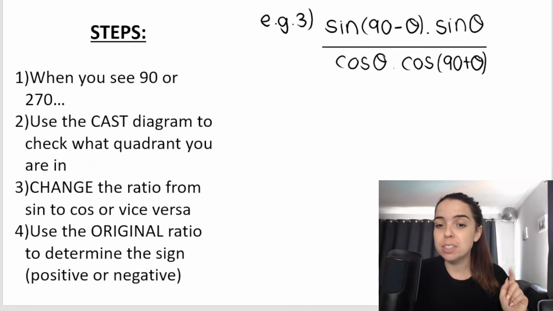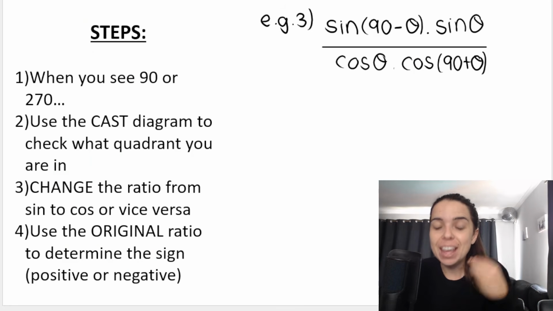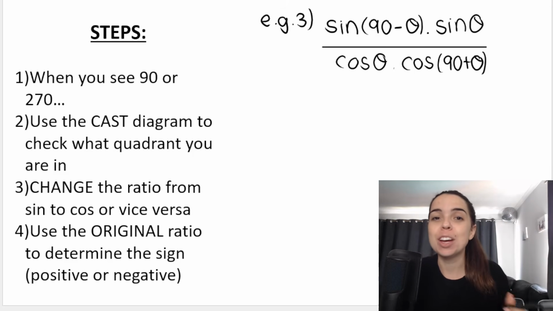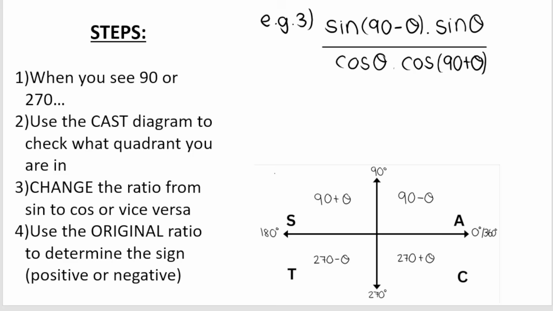I've also gone through the steps in slower detail in the previous video, but we're just going to jump right back in to the next few examples. So let's do example 3. So step 1, the question will say simplify. I've left out the instruction, but the question will say simplify. And you will see this, and you know that you need to do reduction.